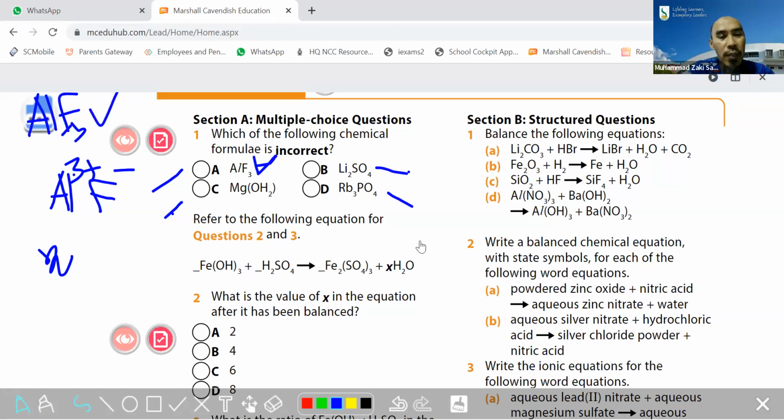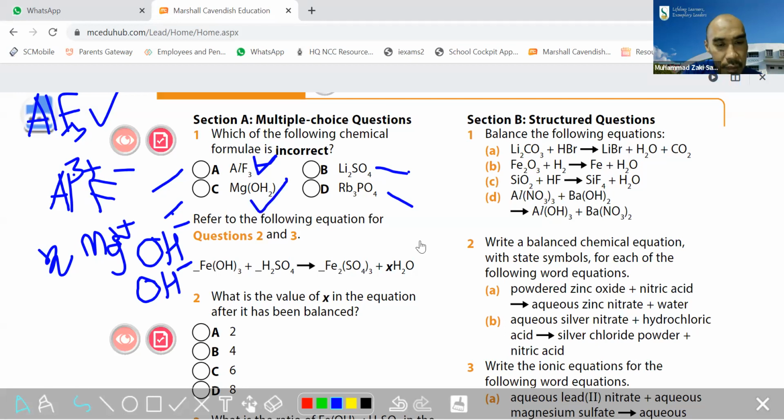Next one is magnesium hydroxide. You need to check the formula again. Magnesium hydroxide contains the magnesium ion, Mg2+, and OH minus ions. The magnesium is 2 plus and hydroxide OH is 1 minus, so we need another hydroxide to balance up. You can use a combination of the cross multiply method or the balancing method. So this formula is correct.